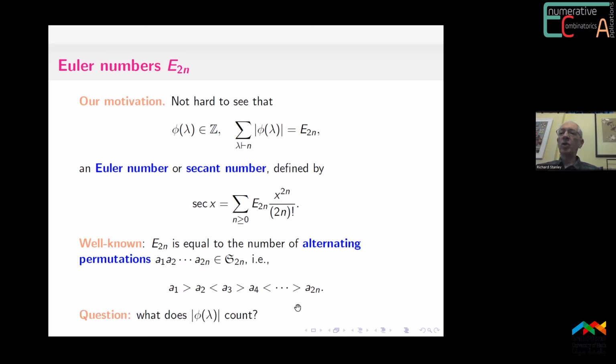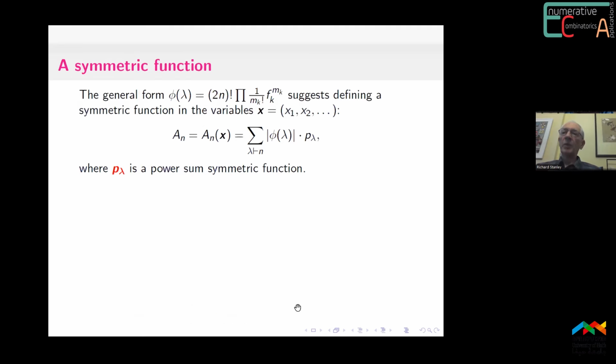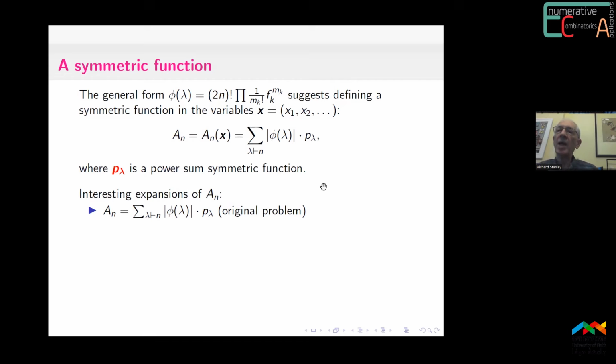So what do they count? They should count alternating permutations with some property depending on lambda. Well, this general form of the function phi lambda, in particular these 1 over m_k factorials in the denominator, where m_k is the multiplicity of the part k, times some function raised to the m_k power, suggests that these phi lambda should be the coefficients of the power sum symmetric functions p_lambda.